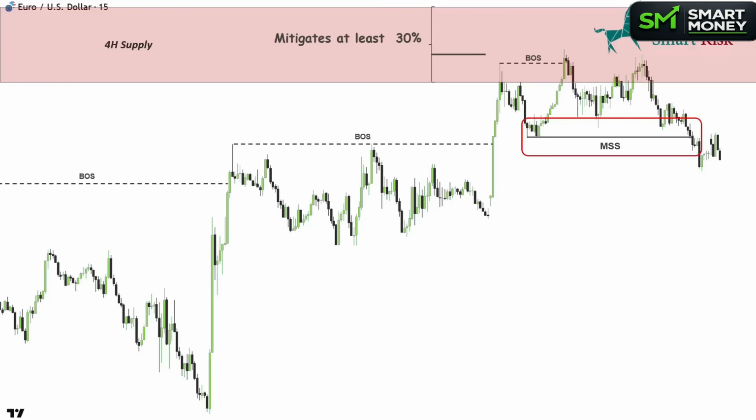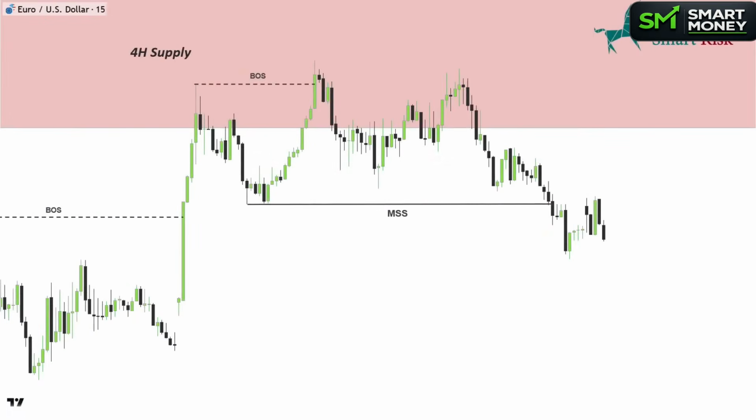As you can see, price tapped into the higher time frame supply zone, mitigated more than 30% of it, and then formed a clear bearish structure shift. This shows that bullish momentum is weakening and sellers are beginning to regain control. Our 15-minute bias now turns bearish, allowing us to start looking for a short entry.